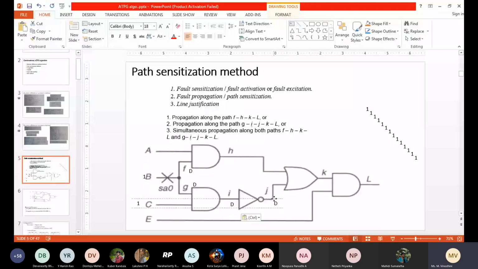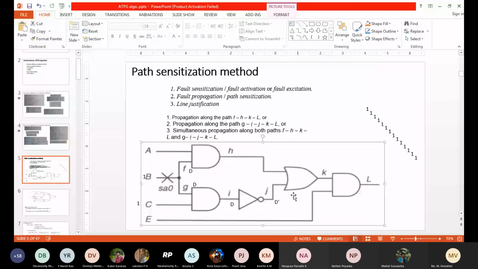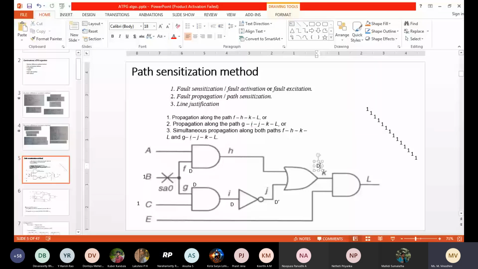Okay, J will be D bar. So I need to get here. K will be now. This D bar I need to bring. For propagation, remember D or D bar, I need to take it to the output. So this D bar, if I want to take it here, what should be my H?